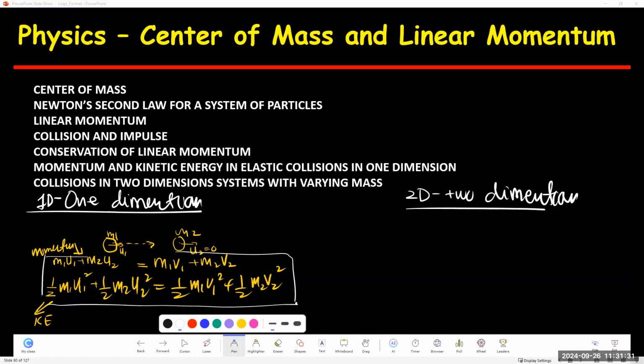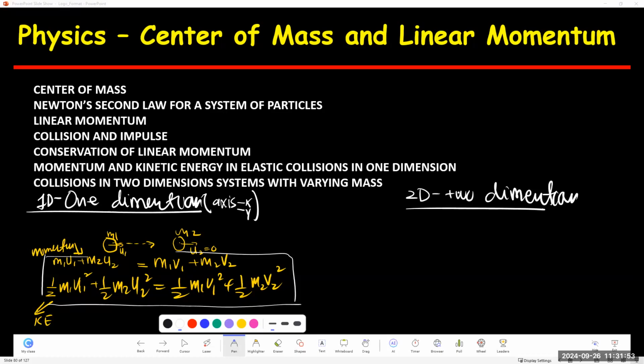You don't add anything here. Maybe if you want to add, you can add x because it's along the x-axis. Everything is along the x-axis. It could be x or it could be y, one at a time. 1D means one at a time. It could be the x-axis, could be the y-axis. Two dimension is a little bit different.